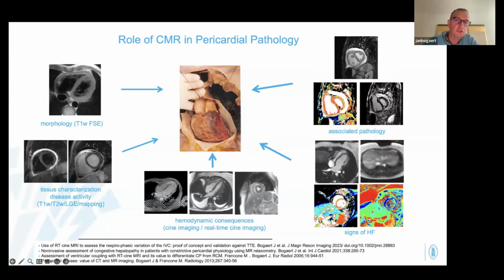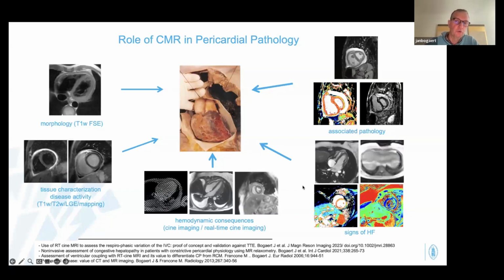So we need also to look at the rest of the heart. For instance, here you see patients with systemic sclerosis, with severe pulmonary hypertension. You see the dilation and the hypertrophy of the right ventricle with the disc-shaped septum, and also the typical strong enhancement of the hinge points at late gadolinium enhancement.